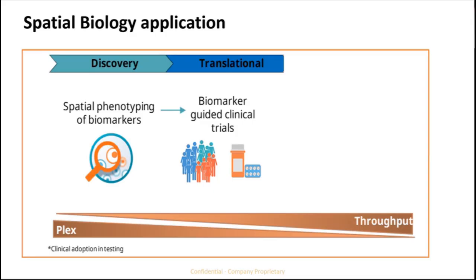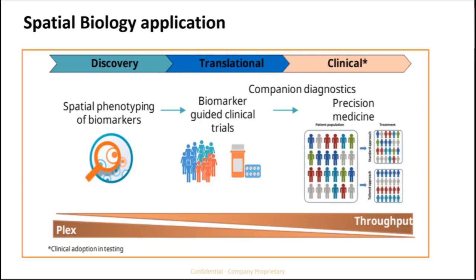A smaller number and more targeted panel would be used, but sample throughput would be increased to drill down to a suitable biomarker. At this stage, the goal is to see if this can help to guide clinical trials to figure out which therapy a patient may respond to.